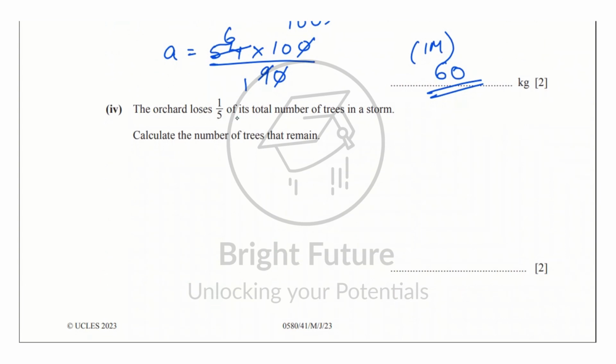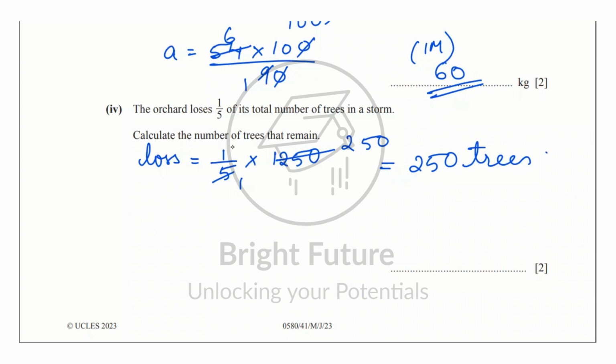The orchid loses 1/5 of its total number of trees in a storm. Calculate the number of trees that remain. So it loses 1/5 of its total. That means it loses how much? 1/5 of the total number of trees. So 5 ones are 5, 5 twos are 10, 5 fours are 20. So the number lost is 250 trees. Calculate the number of trees that remained. Simple. 1250 minus 250, which will give me 1000 trees.